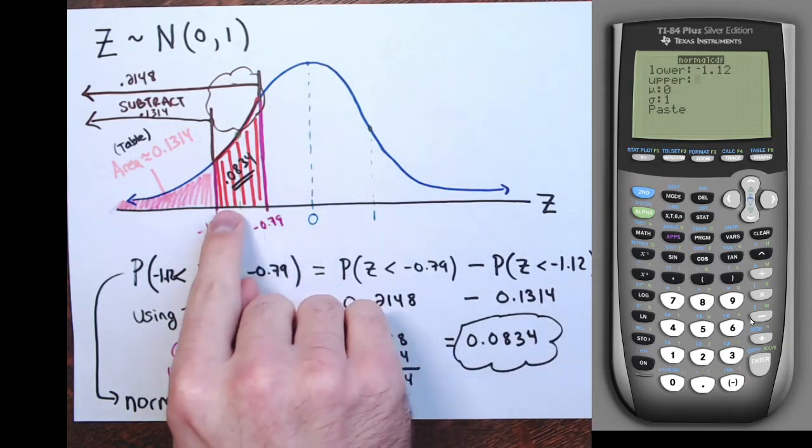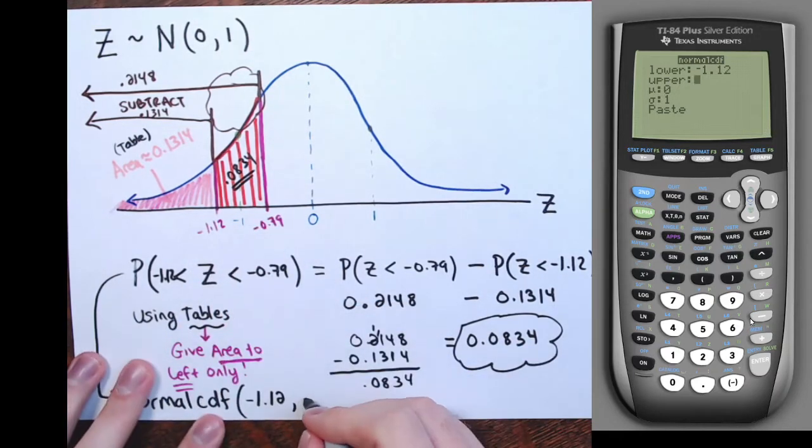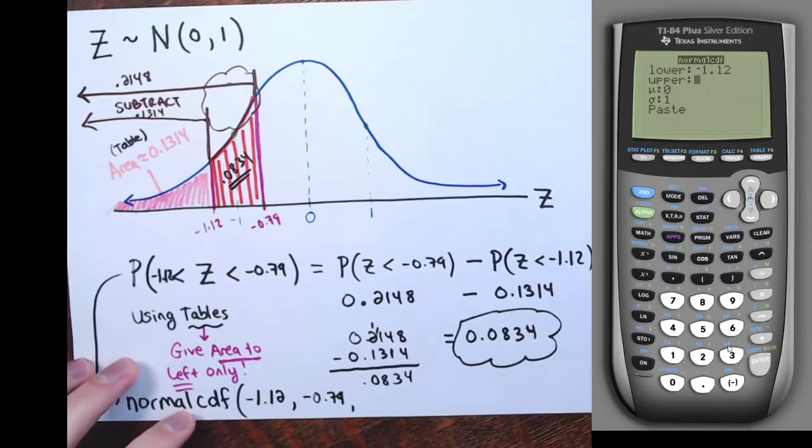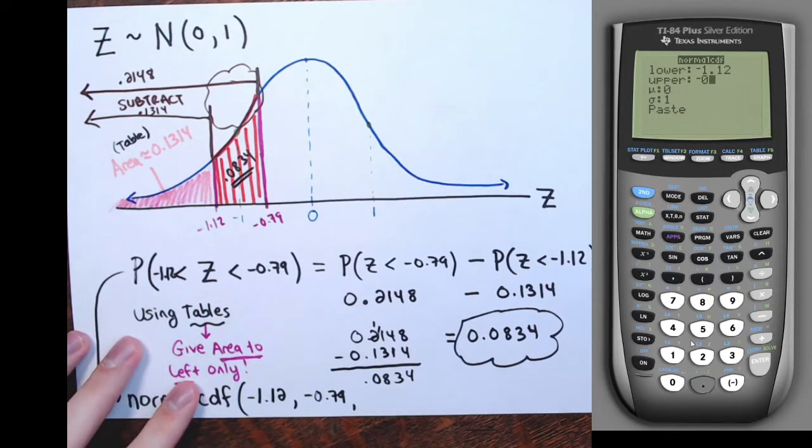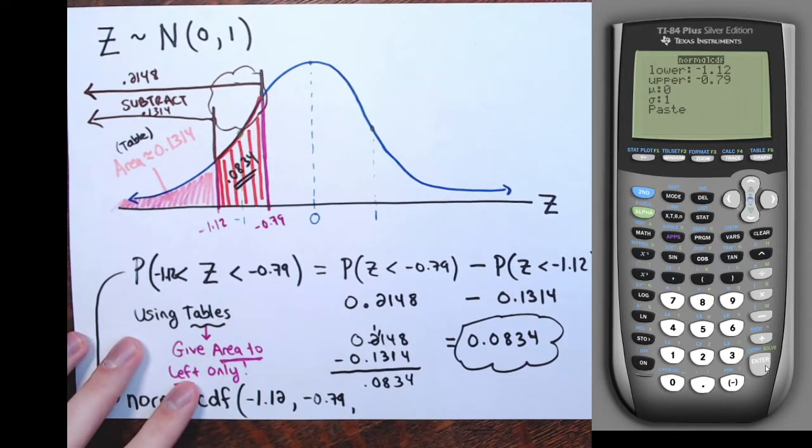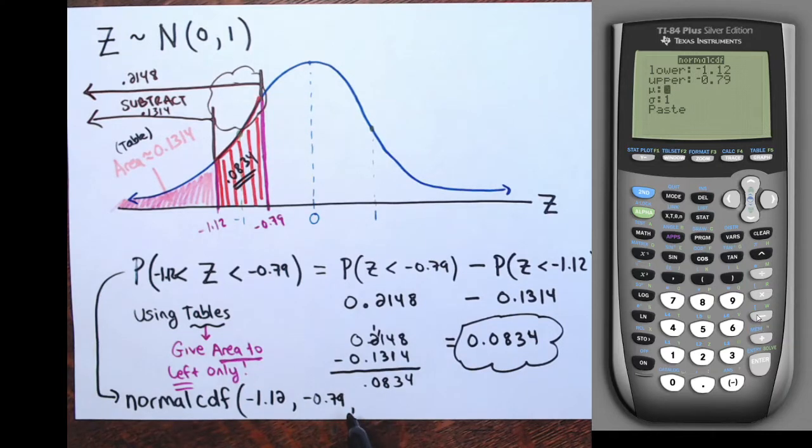The upper value in this region is negative 0.79, right? So I'm going to type that in. So negative 0.79, then a comma. Now you can just leave it on the old calculators because it automatically assumes that the mean is 0 and the standard deviation is 1. It automatically assumes on the old calculators that you're working with the standard normal, right?